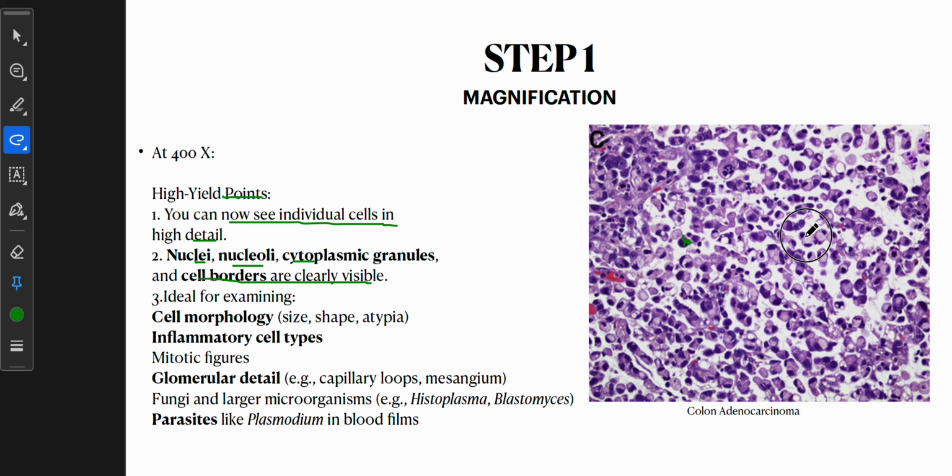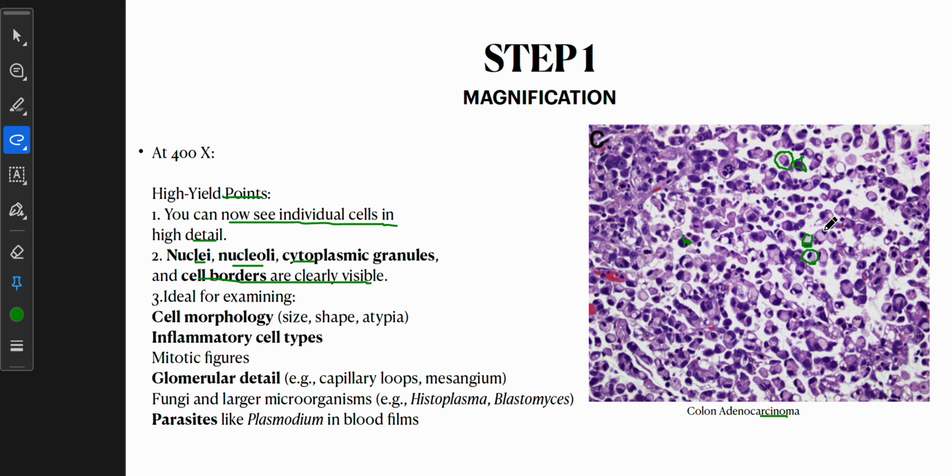For example, let's take this cell, right? This is the cell, and in the periphery there is a nucleus right here, just like this cell here, and that means that there is a signet ring stage in colon adenocarcinoma. Signet rings are very common. You can see the peripheral pushing of the nucleus due to vacuoles or cytoplasmic growth, right?